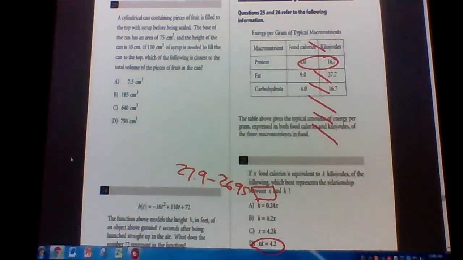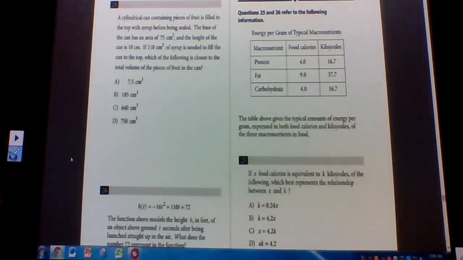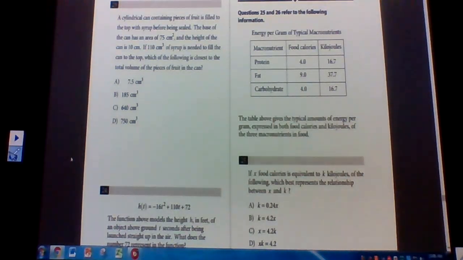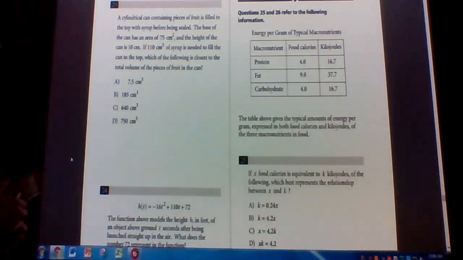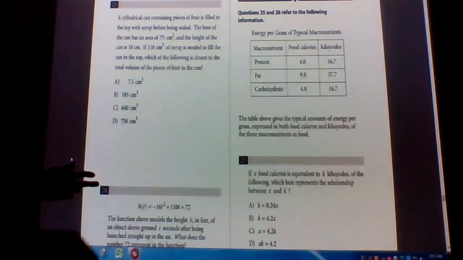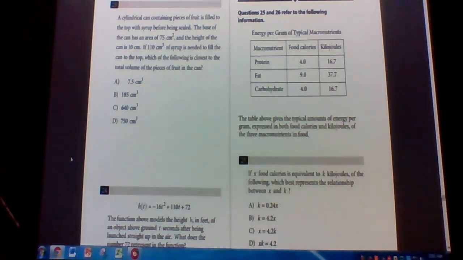Okay, a cylindrical can containing pieces of fruit is filled to the top with syrup before being sealed. The base of the can has an area of 75 centimeters squared, and the height of the can is 10 centimeters. If 110 centimeters cubed of syrup is needed to fill the can to the top, which of the following is the closest to the total volume of the pieces of fruit in the can? So there's two things in the can. There's fruit and there's syrup. It's cylindrical.